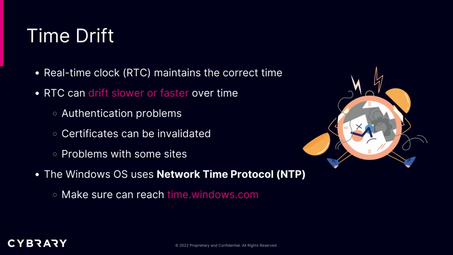Time drift is another issue that we may come across or see in our systems. The real time clock, or the RTC, maintains the correct time. Now, this can drift either faster or slower over time. This causes authentication problems. It causes certificates to be invalid. Also, problems with some websites because the system time is different from where the information that you're connecting to, the IP address, is from.